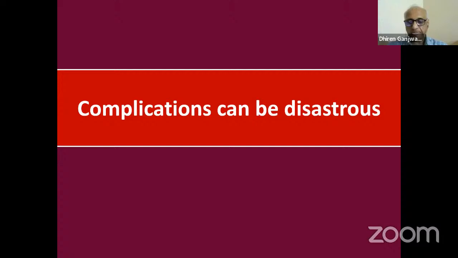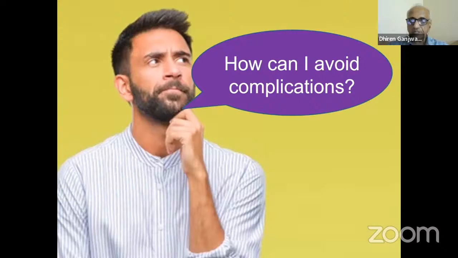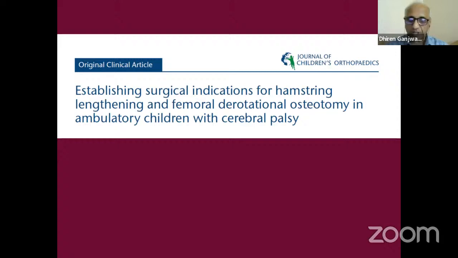So our friend, the pediatric orthopedic surgeon, was really worried about complications, and he was trying to find out how to avoid them. Our discussion is going to be based on that. His main worry was, how can I avoid complications? In search of that, he came across this article in the Journal of Children's Orthopaedics, establishing surgical indications for hamstring lengthening and femoral derotation osteotomy in ambulatory children with cerebral palsy. And you are the first author of this article. So he would really like to ask you a lot of questions about how to get a good outcome following hamstring surgery, and more important, how to avoid complications.